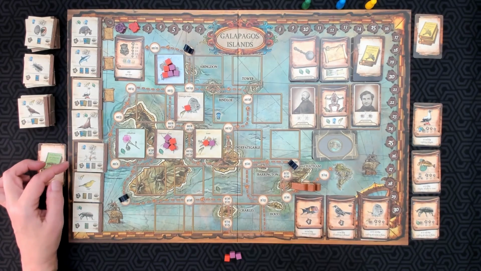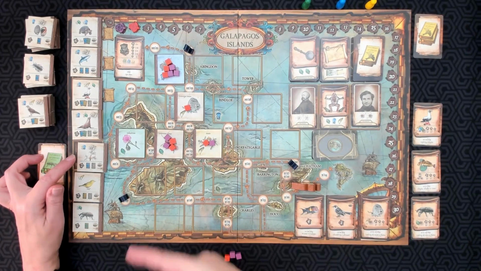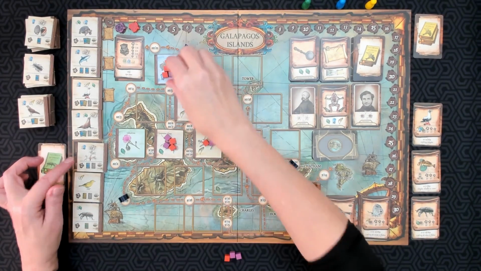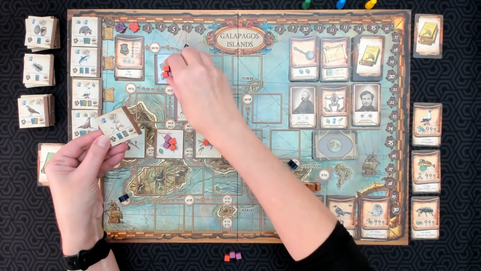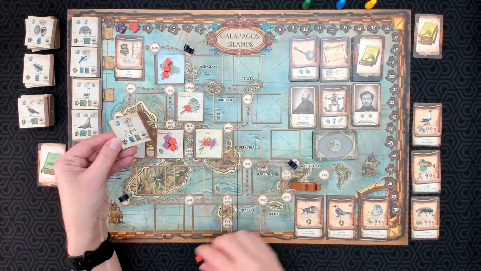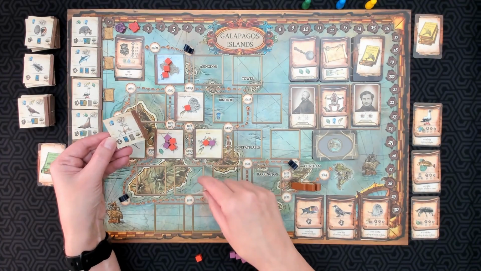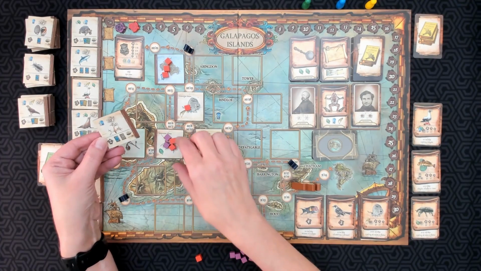All right, so now it's my turn, and I believe I have enough now to discover this hydra. I don't get to collect it. To discover the hydra, I have 3 water. Let's take a look. I have 3 water. I'll remove those. And 2 of anything.